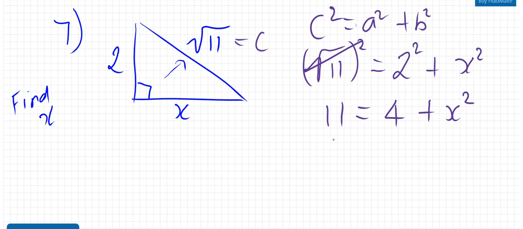I'm going to rewrite it. So 4 plus x squared equals 11. So x is on that side. I have not changed anything. Now, minus 4 on both sides. So x squared is equal to 11 minus 4, which is 7.